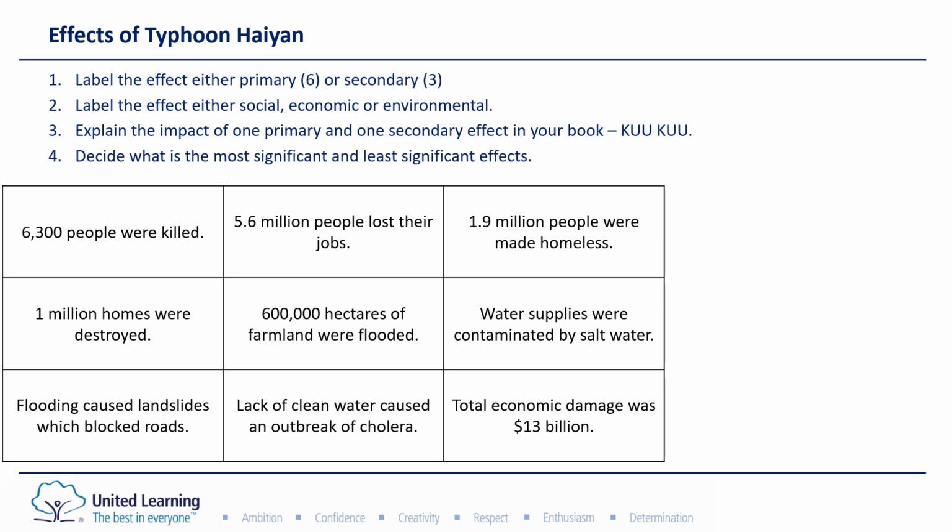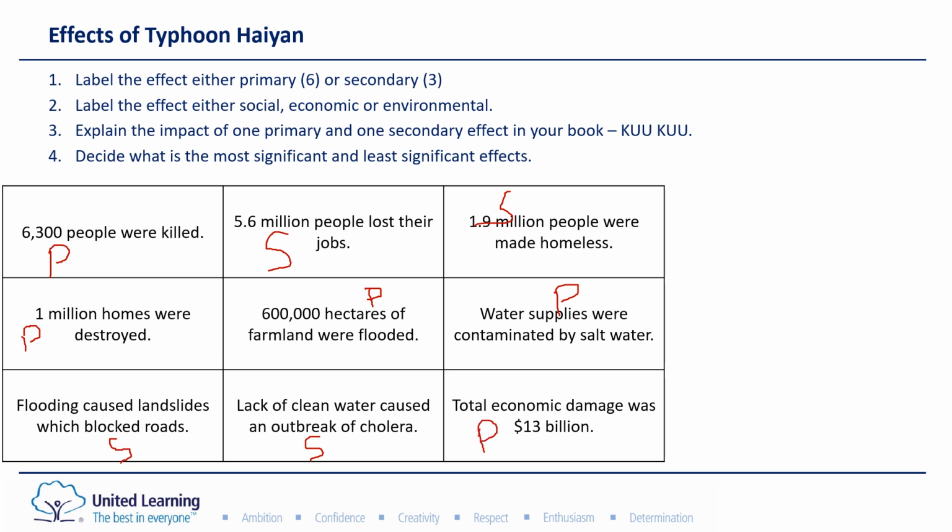Brilliant, guys. So let's just go through the answers. The first one is primary. Second one here is secondary. Then we've got third one secondary. 1 million homes destroyed, primary. 600,000 hectares of farmland flooded, primary. Water supplies were contaminated, primary. Flooding caused landslides which blocked roads, secondary. Lack of clean water caused a cholera outbreak, secondary. And the total economic damage was 13 billion, primary.